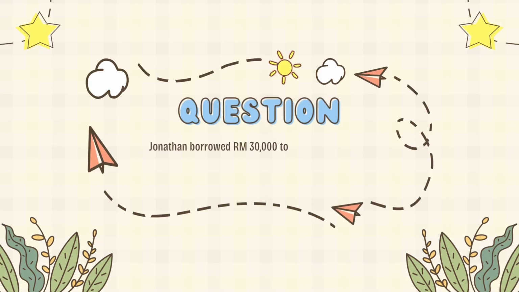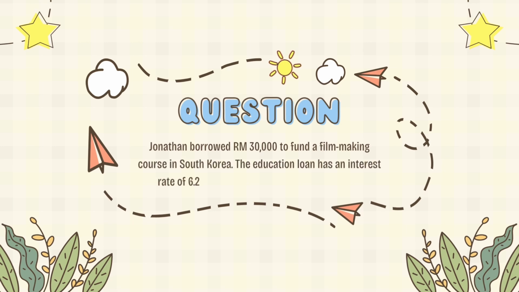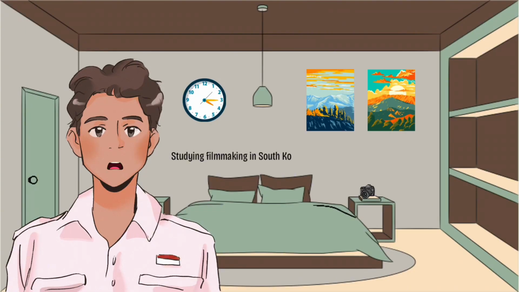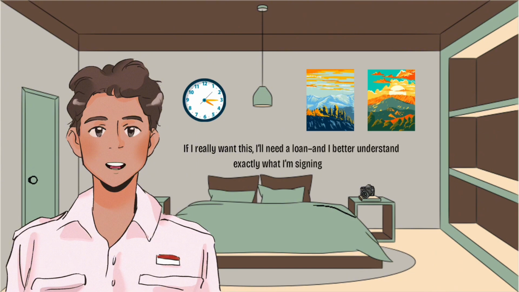Jonathan borrowed RM30,000 to fund a filmmaking course in South Korea. The education loan has an interest rate of 6.25% compounded monthly for 10 years. Studying filmmaking in South Korea has always been my dream. RM30,000 though, that's no small amount. If I really want this, I'll need a loan, and I'd better understand exactly what I'm signing up for.